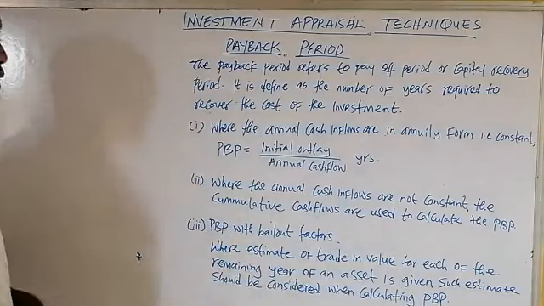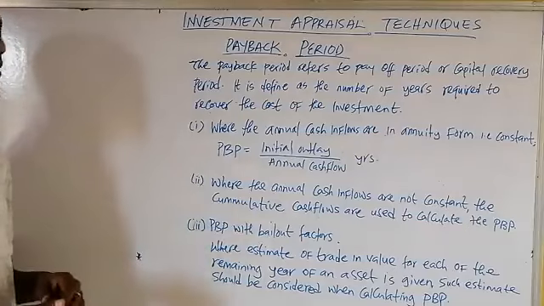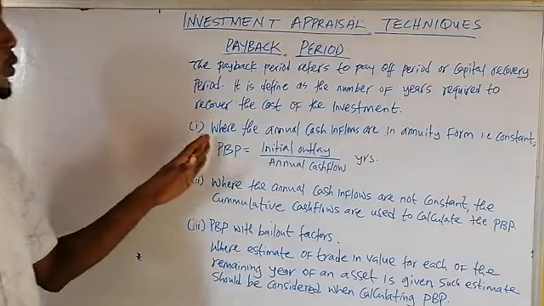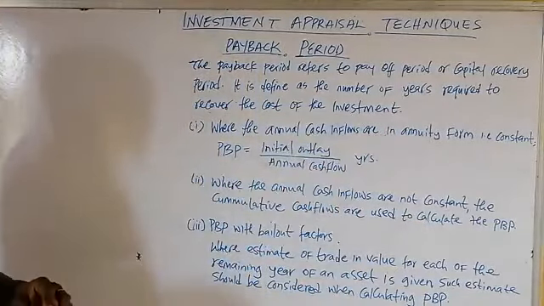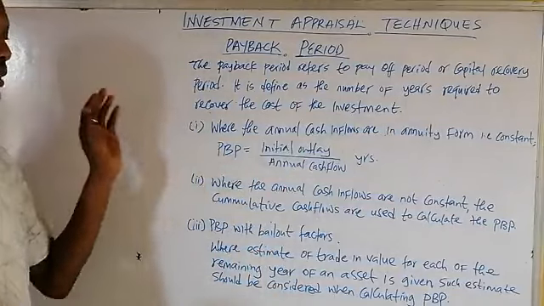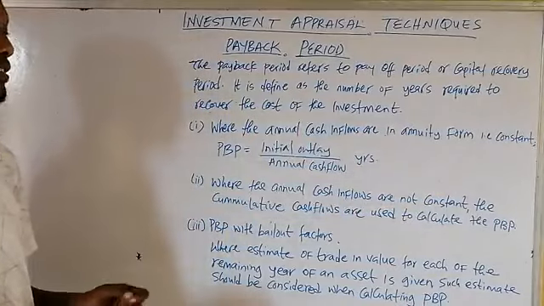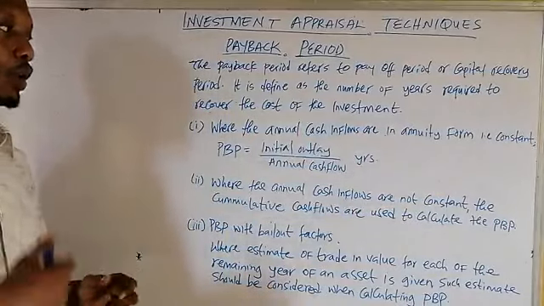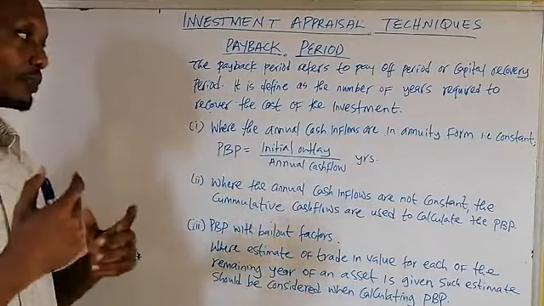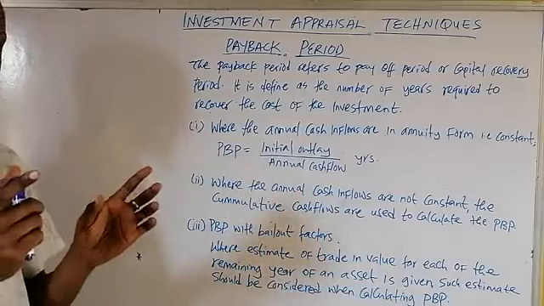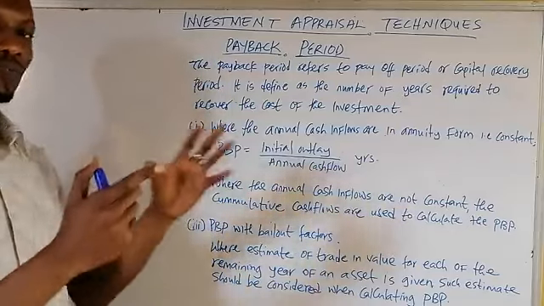Under the payback period, we have three scenarios that you are going to examine. Number one scenario is where the annual cash inflows are in annuity form. In my previous videos on advanced financial management, we discussed annuity. We said annuity is a constant receipt or payment made at a specific period. Look at that word, it must be a constant receipt or payment made at a specific period.